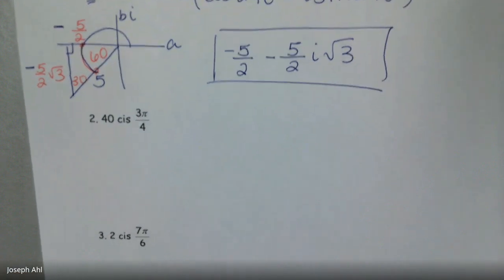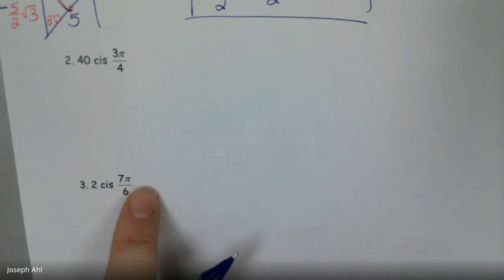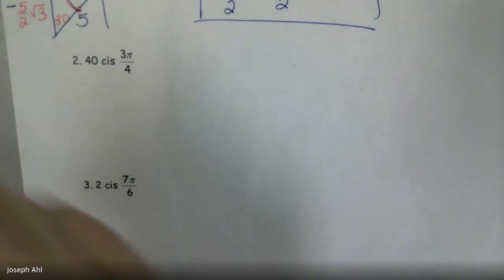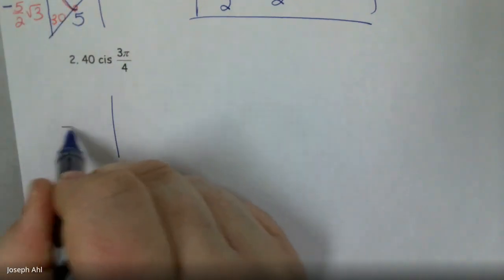Okay, let's just do one more. Let's do 40 cis 3 pi over 4. We'll save this one for class the next day. When the angle's given in radians, it's really not that big of a deal. Hopefully you're pretty good at sketching radians by now. So let's see, 3 pi over 4.